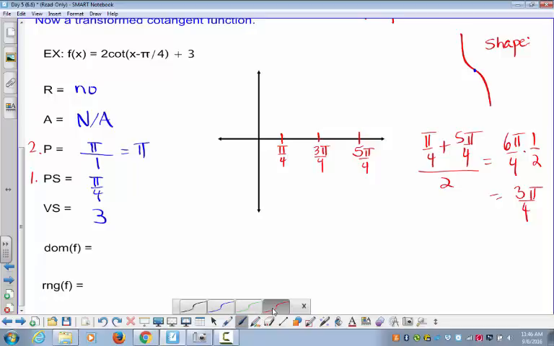Okay, so center line normally would be here if there's no vertical shift. But lo and behold, there is a vertical shift. So we've got to go up and down. Well, not down. For cotan or tan, we would just go up 3. So our center line is jacked up to 3.